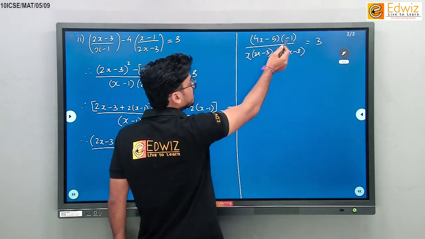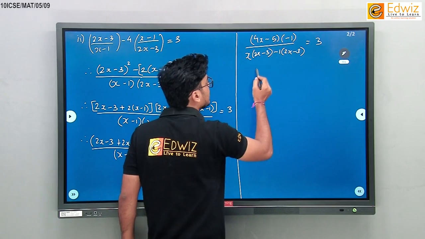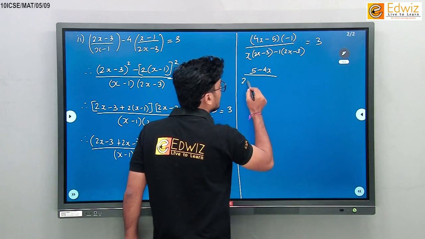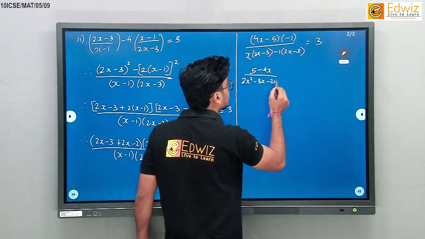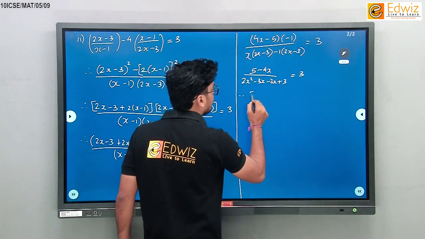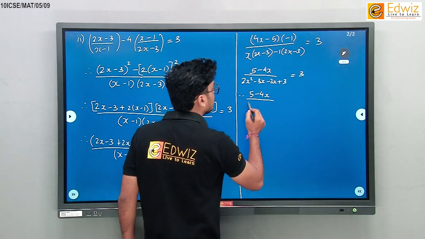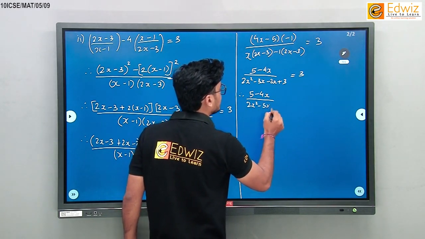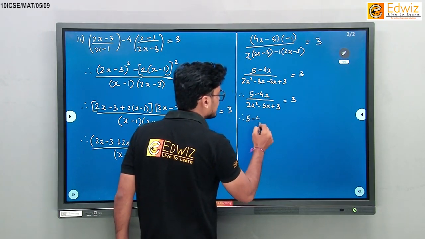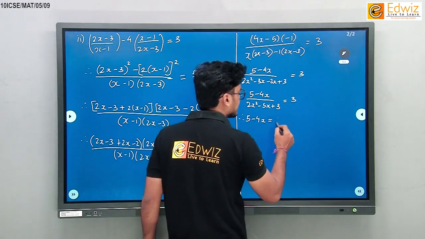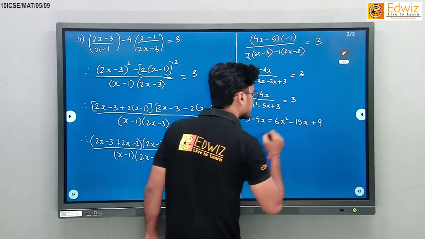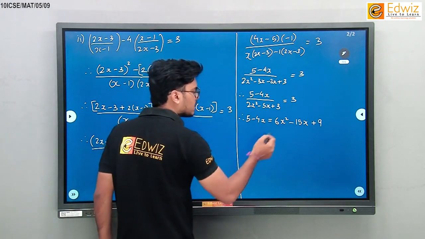Okay, so in the numerator minus 1 will get multiplied here. This will become positive 5 and this will become minus 4x divided by, this is 2x square minus 3x minus 2x plus 3 equal to 3. Okay, so this is 5 minus 4x upon 2x square minus 5x plus 3 equal to 3. Cross multiply this, 5 minus 4x equals to 3 2s are 6x square minus 3 5s are 15x plus 3 into 3 is 9. Now change the side of these two terms.